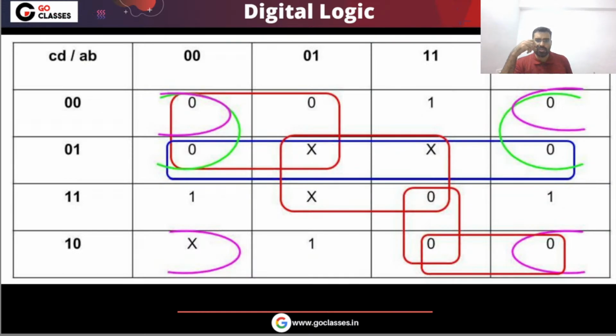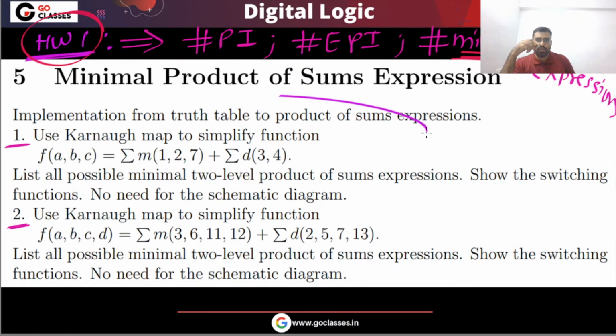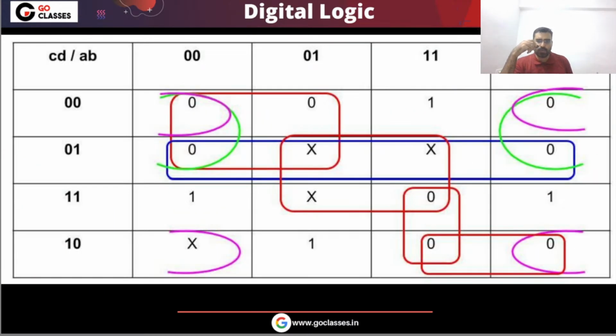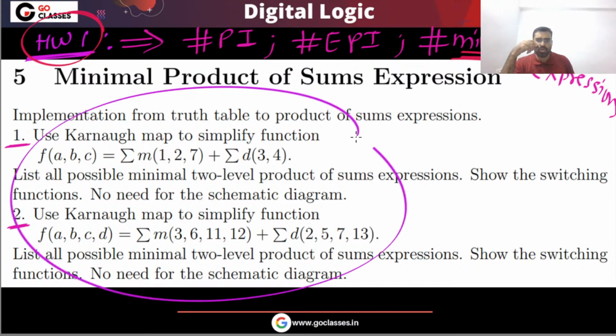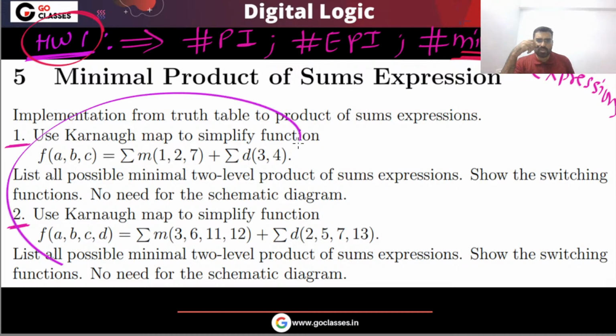This is the answer for this question. You can pause the video and check it out, but my suggestion is that you solve this question on your own. Please try these questions and write your answer in the comments.